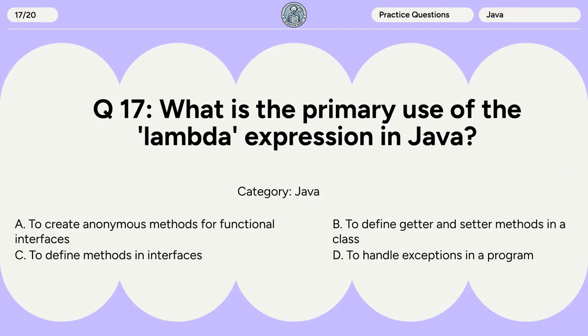Question 17. What is the primary use of the lambda expression in Java? A. To create anonymous methods for functional interfaces. B. To define getter and setter methods in a class. C. To define methods in interfaces. D. To handle exceptions in a program.